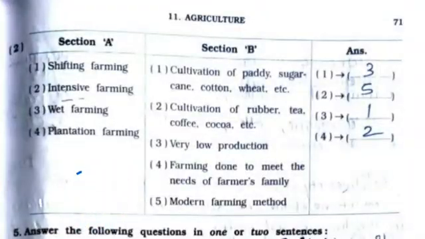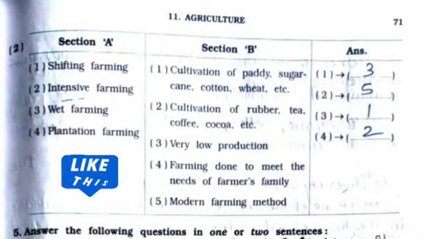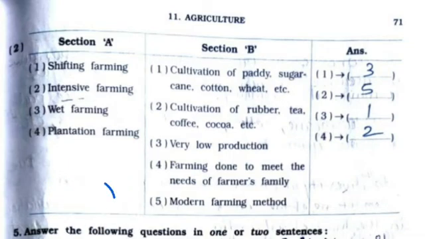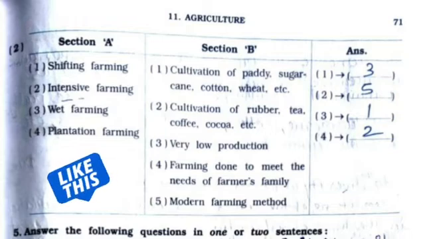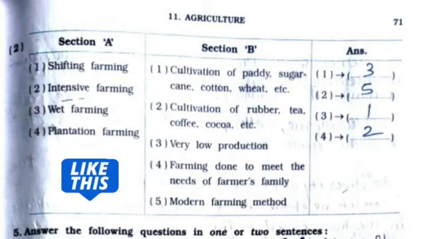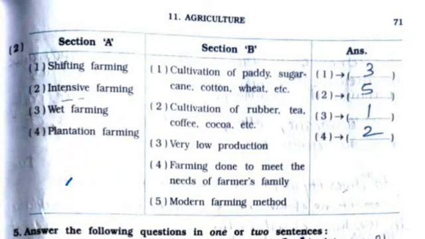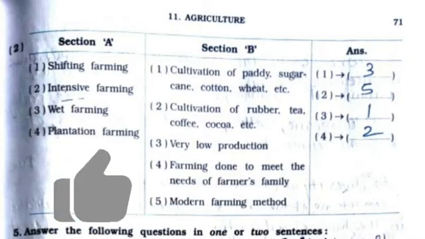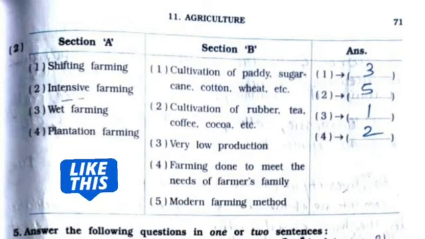Now second part of match the following. First one, shifting farming. It's option number 3, very low production. Second, intensive farming. It's option number 5, modern farming method. Third, wet farming. It's option number 1, cultivation of paddy, sugarcane, cotton, wheat, etc. Fourth, plantation farming. It's option number 2, cultivation of rubber, tea, coffee, cocoa, etc.